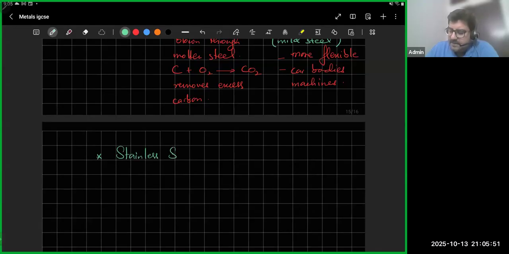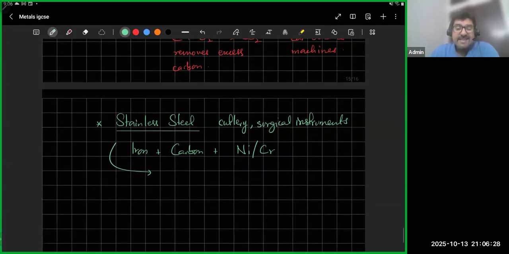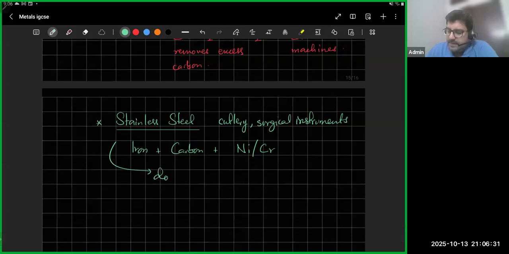Stainless steel has iron, it has carbon, and you add nickel and chromium to it as well. The good thing about stainless steel is that it's used for your cutlery, your surgical instruments, your scissors, etc. A lot of your cooking utensils are made out of stainless steel because it does not rust.